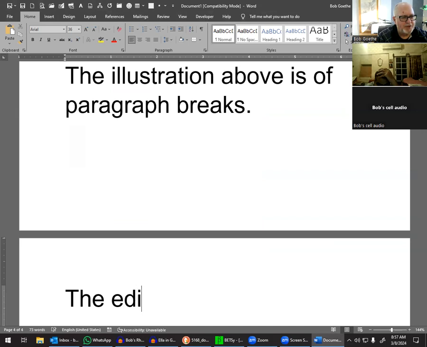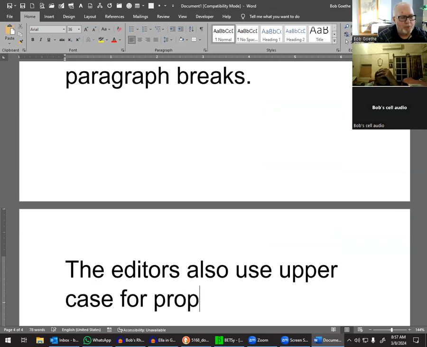The editors also use uppercase for proper names. So let's take a look at some of that.